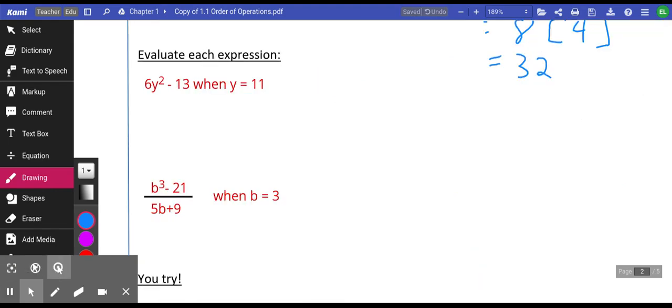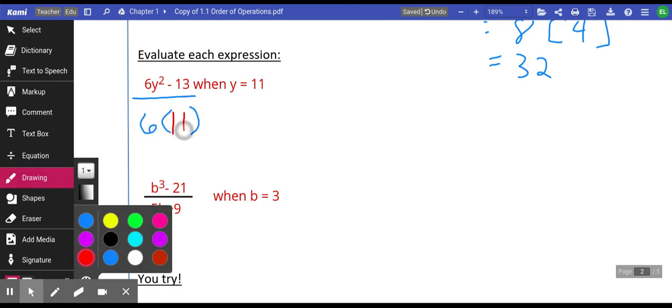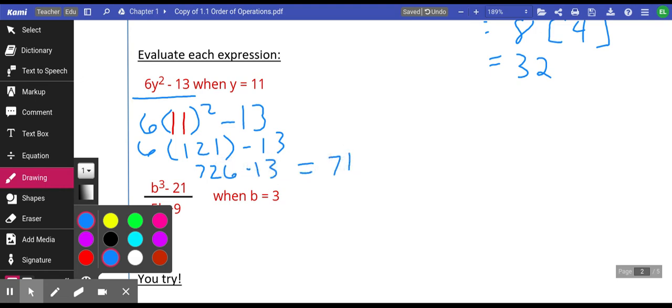Next, we have a few more examples of evaluating expressions. So our algebraic expression is 6y squared minus 13, and we're evaluating it for when y equals 11. So 6 times, I'll use a different color, 11 squared minus 13. So we must square the 11 first. So that's 121. And 6 times 121 is 726 minus 13, leaving us with a final value of 713.